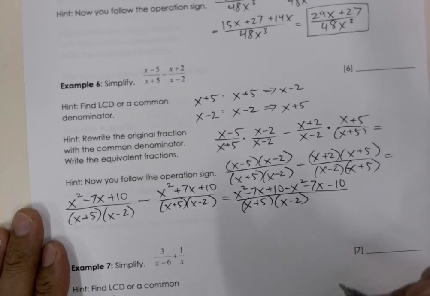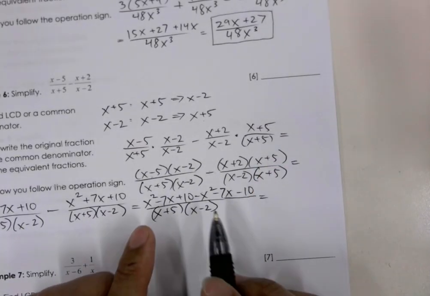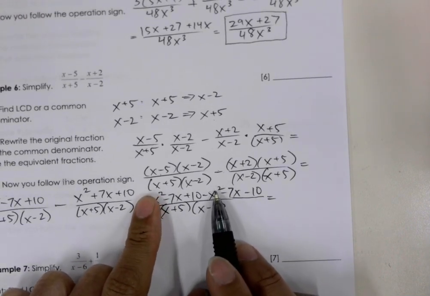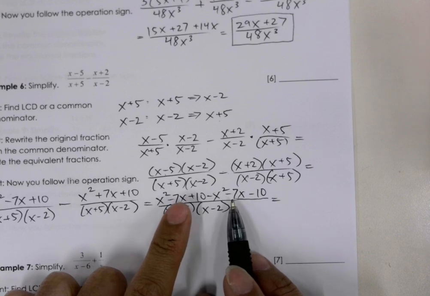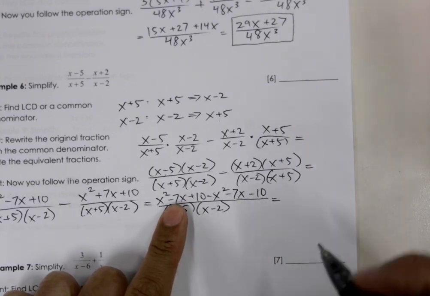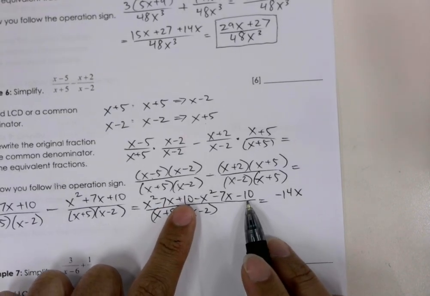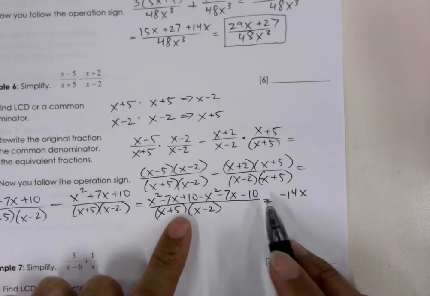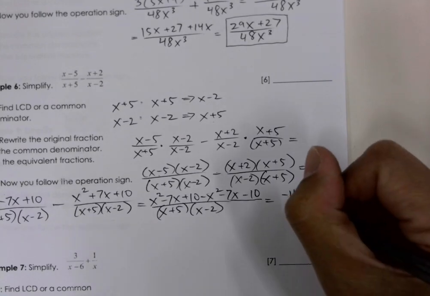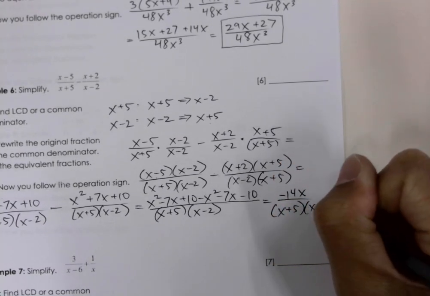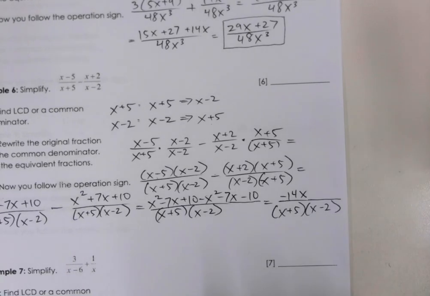Okay. So then now what do we get? Well, let's go ahead and combine our like terms. We have x squared minus x squared. Those cancel out. We have negative 7x minus 7x. That's negative 14x. We have 10 minus 10. That cancels out as well. So we just have negative 14x in the numerator. And in the denominator, we have x plus 5 times x minus 2, like so.